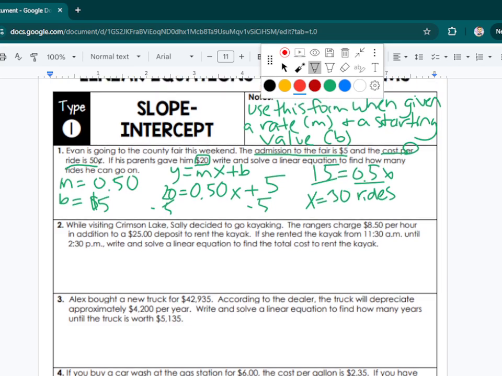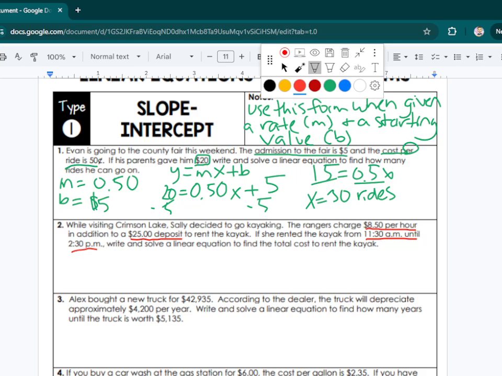So, our second problem. While visiting Crimson Lake, Sally decided to go kayaking. The rangers charge $8.50 per hour. Okay, so that's important. In addition to a $25 deposit to rent the kayak. If she rented the kayak from 11:30 a.m. until 2:30 p.m., write and solve a linear equation to find the total cost.